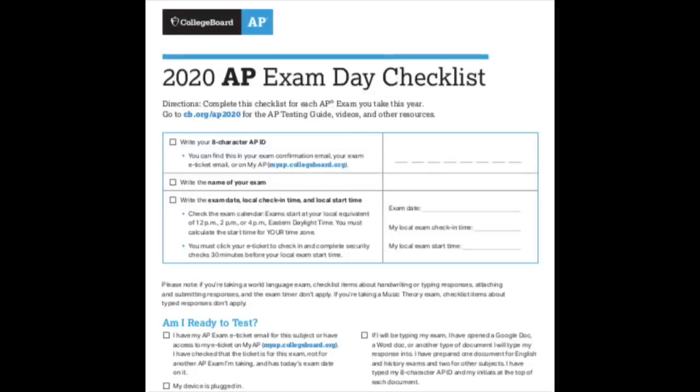Okay, you want to gather what you need for the test as well. This goes for each of your AP exams, of course, but all of the students should receive an AP exam day checklist that's really comprehensive. It says everything from, have your e-ticket number, to have the exact time and date, don't refresh your page. It's like a one-page place where you can check off, yes, I understand this, yes, I've done this, yes, I understand what to do in this situation, and it's a lot of peace of mind.